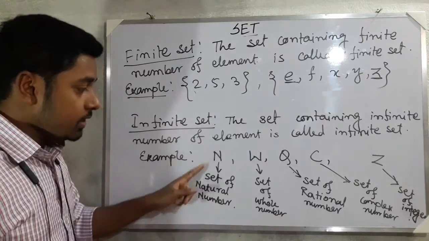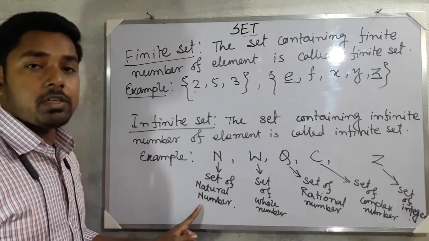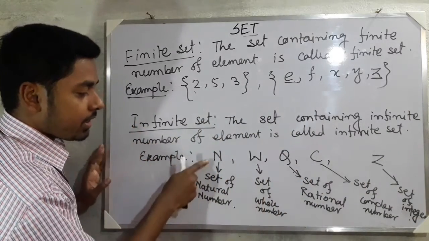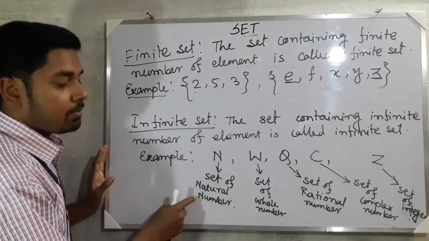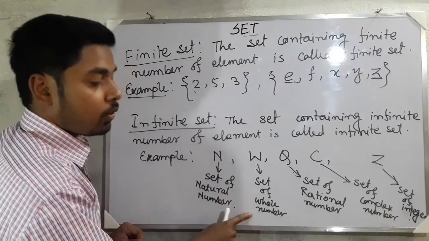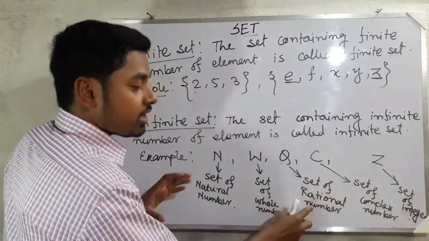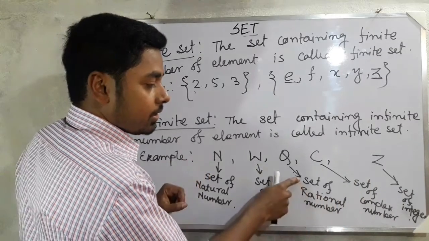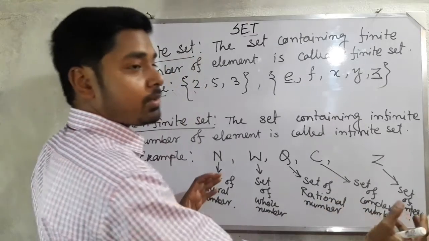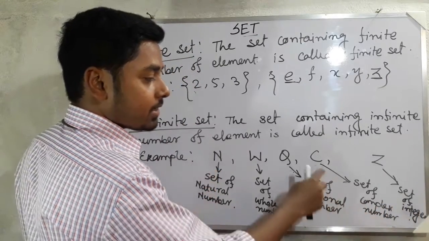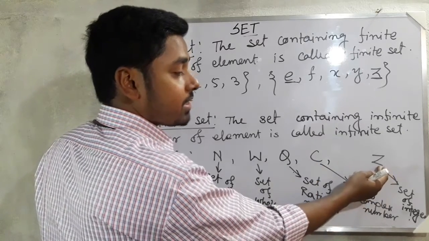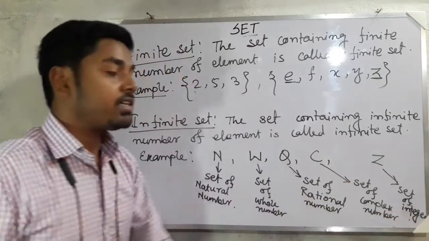Now, set of natural numbers, that means what? All the natural numbers make a set, that is called N, the set of natural numbers. All the whole numbers make a set W, the set of whole numbers. All the rational numbers make a set Q, the set of rational numbers. All the complex numbers make a set C, the set of complex numbers. And all the integers make a set Z, the set of integers.